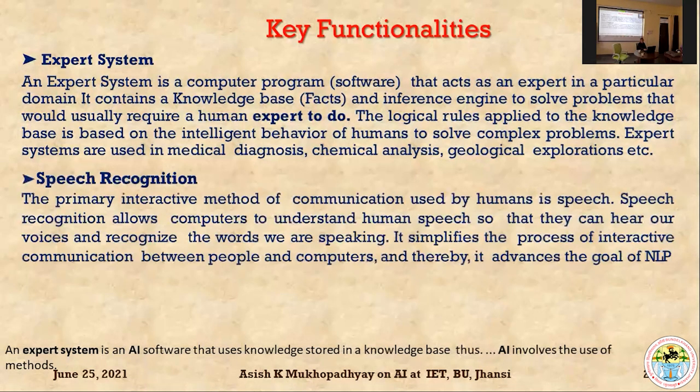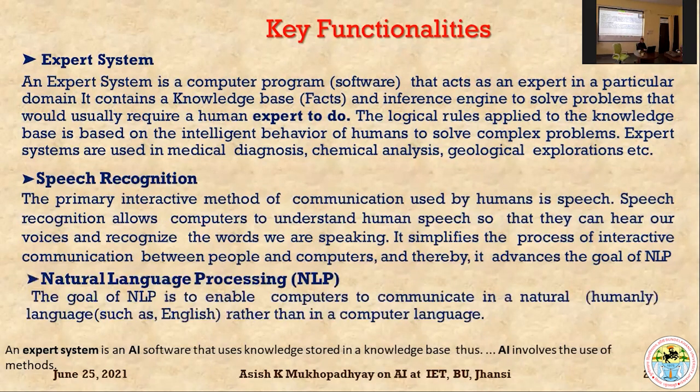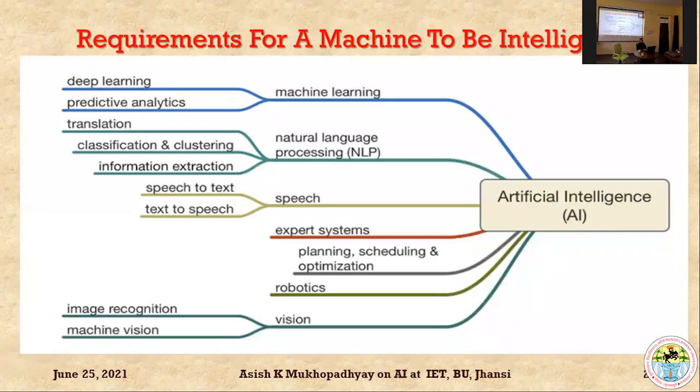Then comes speech recognition, the primary interactive method of communication used by humans, which allows computers to understand human speech, that can hear our voices and recognize whether it's my voice or Anupam's voice or your voice. And natural language processing, as I mentioned, giving the example of Chinese. This is a requirement of AI, and a complete picture of AI.